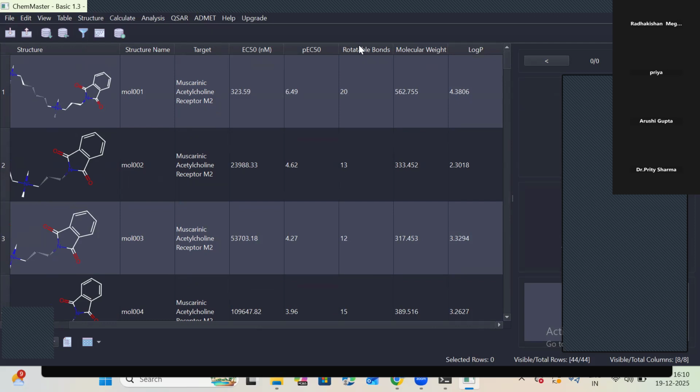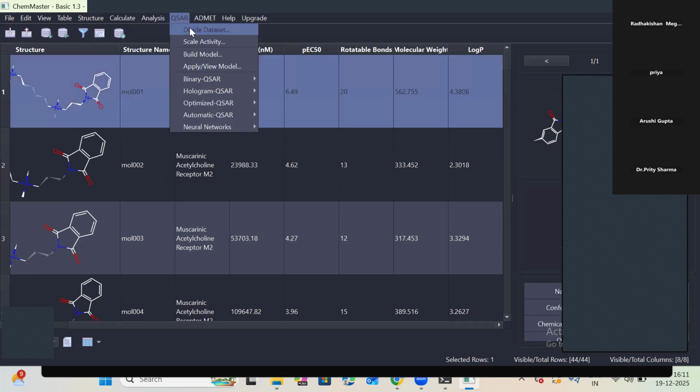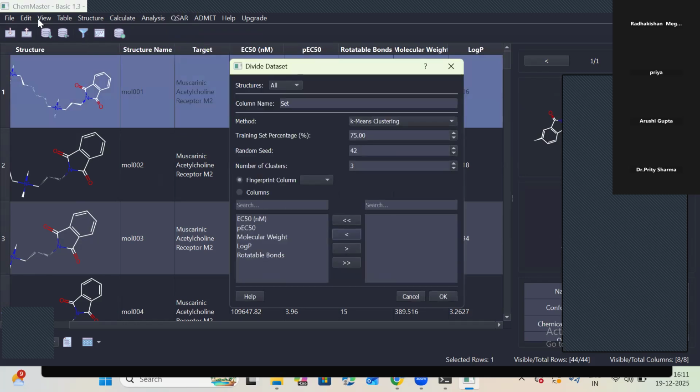And the next step we want to use is that we want to divide the set. Why we want to divide the set: we want to divide the set as training set and test set. What does training set mean? Training set is used to build a QSAR model, while the test set is to evaluate the predictive performance. Here to divide the set, we want to click QSAR and click divide data set.